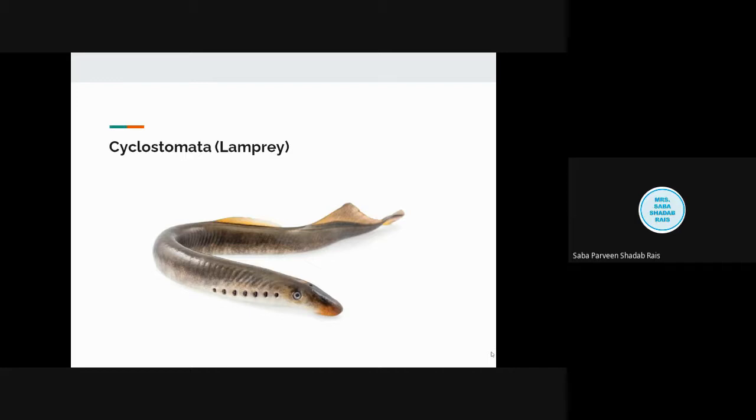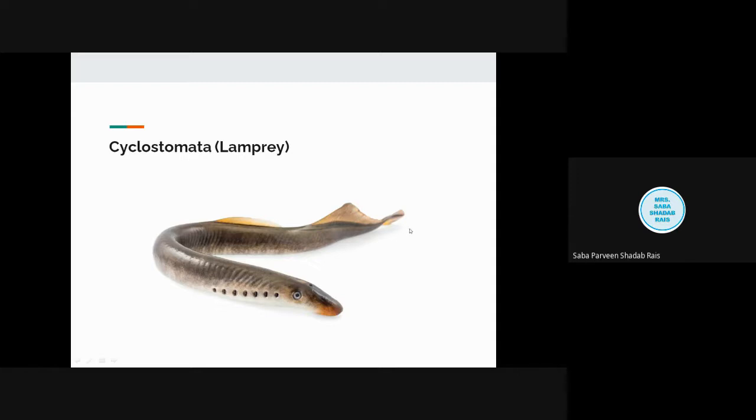The general characters are they are jawless, they are primitive animals, and they may be marine, they may be freshwater, that is, they are found in both places. When we observe their mouth, it is circular, and because of the circular mouth they are called the Cyclostomata. Their mouth is surrounded by tentacles, and as it is circular, it works like a circle. When we observe their body, the body is elongated with a laterally compressed tail. Here you can see the tail is quite compressed.